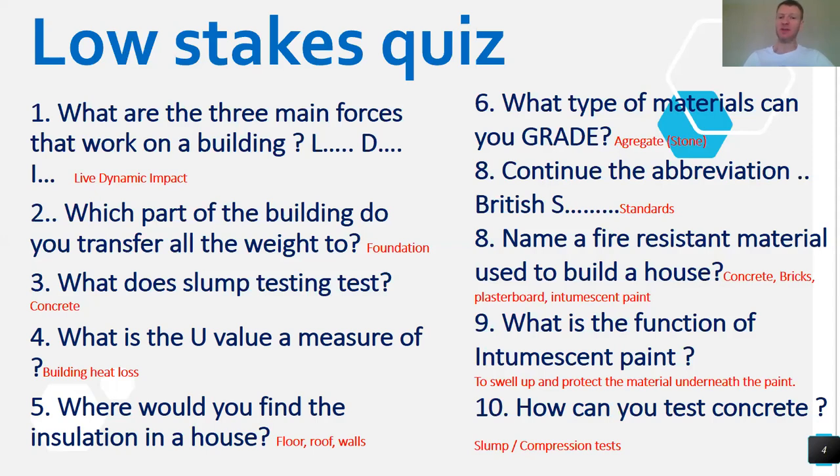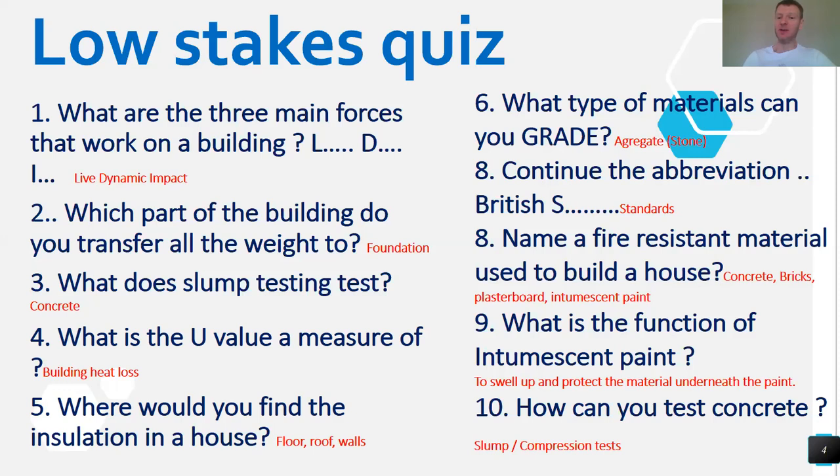What are the main materials you can grade? Aggregate, where we're looking at stone. You can grade different kinds of stone. Continue the abbreviations, British standards. We covered that in the past in the other PowerPoints, looking at how every building material has to have a certain standard so it can do its job properly.